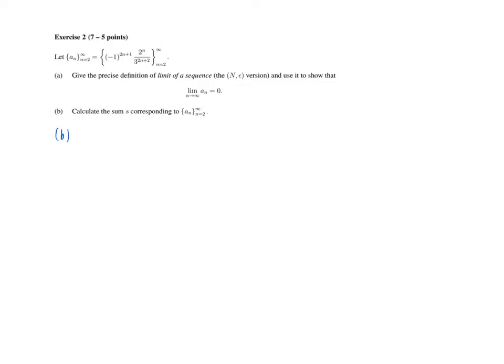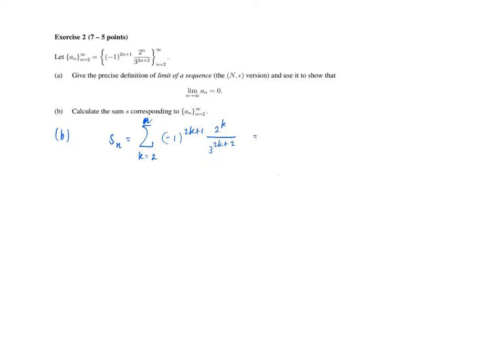Question B. Calculate the sum corresponding to the sequence an for n is 2 to infinity. Well, we're first going to do the partial sums. So what are the partial sums? Well, Sn is a partial sum for n at least 2, for k is 2 to n, summing over all relevant ak.